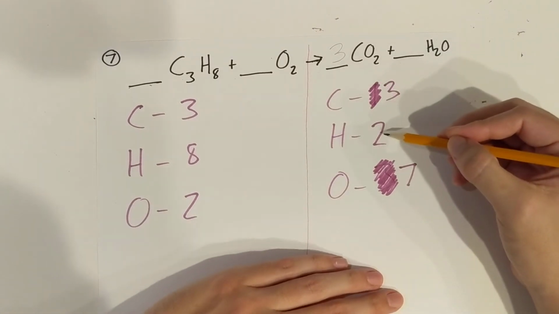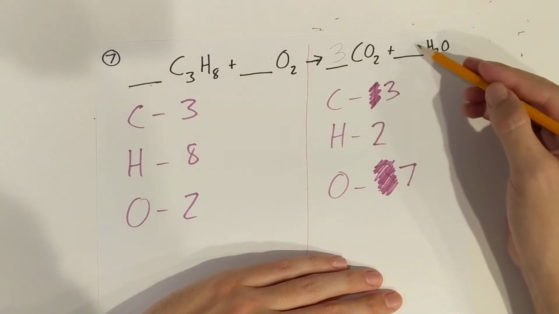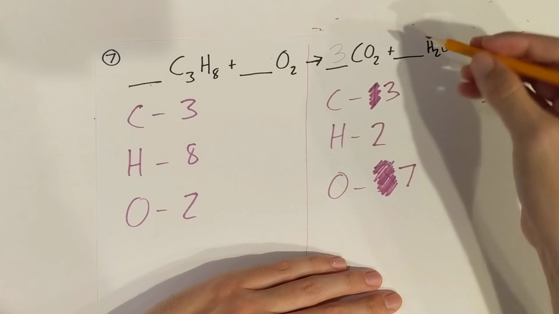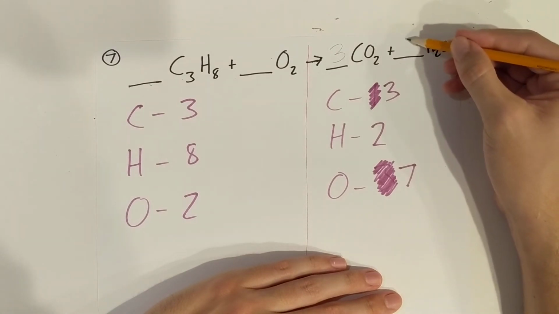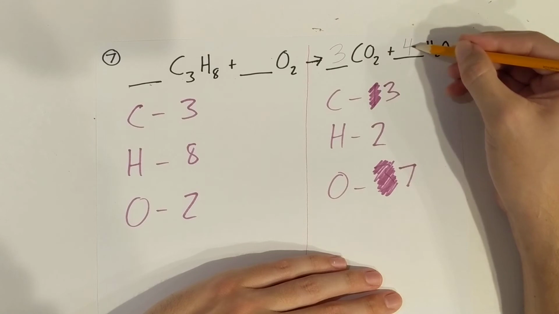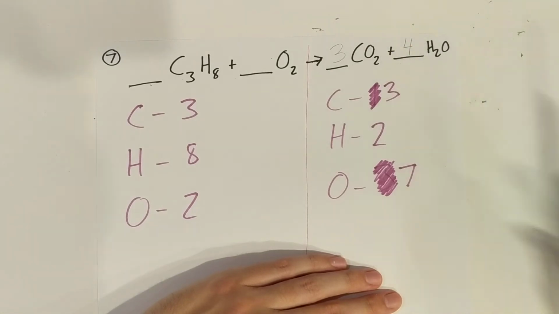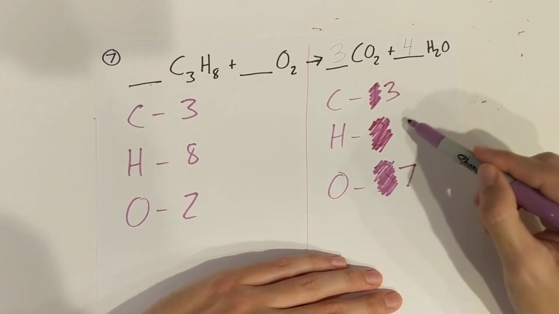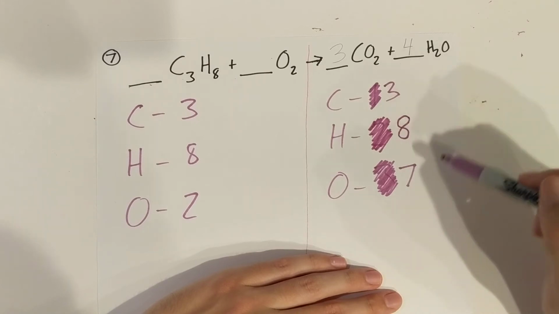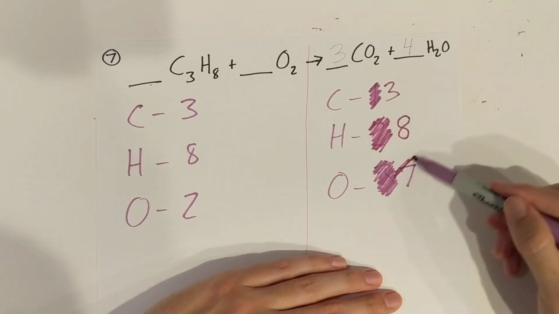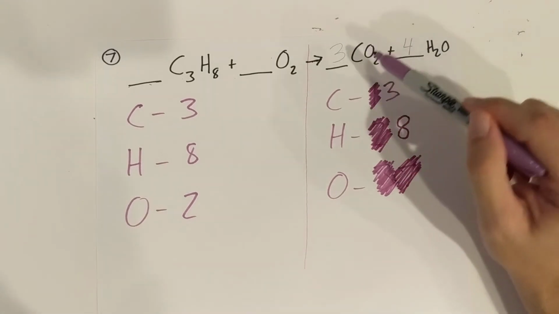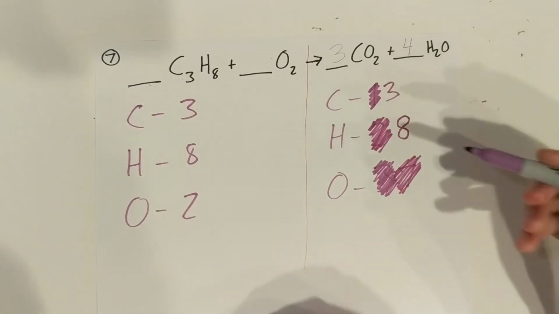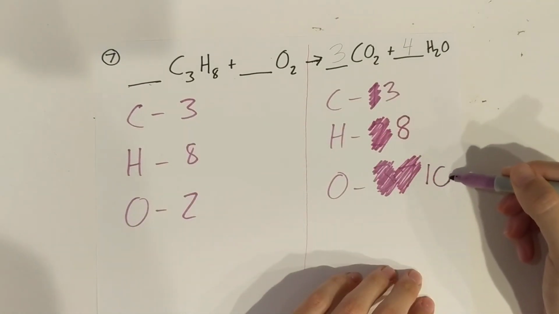So in order to do that, I need to increase my coefficient on this side. So if I want to get all the way up to 8, the coefficient I have to stick in here would be a 4. So if I have a coefficient of a 4, that gives me 8 hydrogen on my product side. But that also changes my number of oxygen too. So now it's not 7 anymore. 6 from the carbon dioxide, 4 from the water. That adds up to 10, which is an even number.